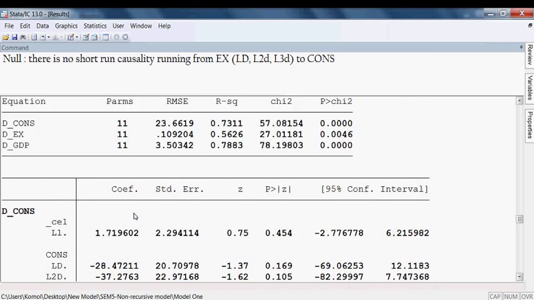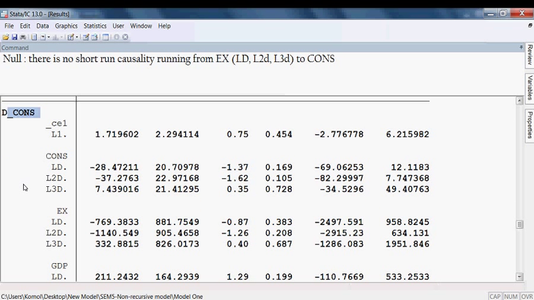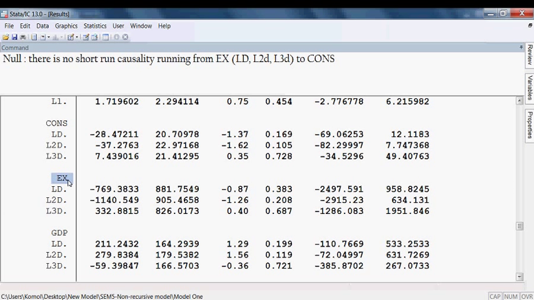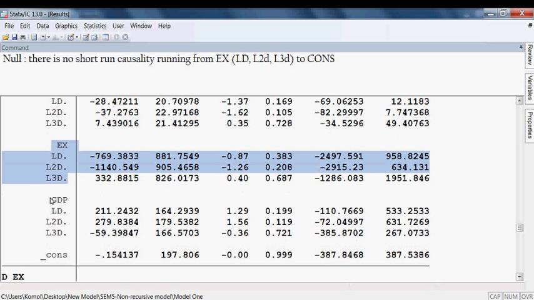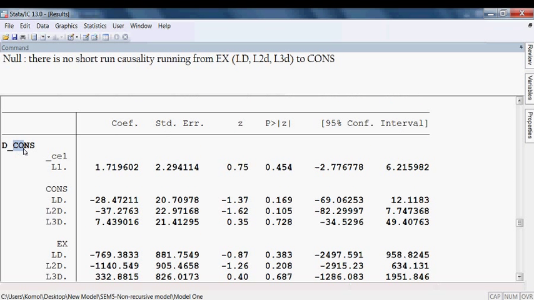That is that we check from this, this is our target model, right? So we have already checked this EX. Now we check GDP the same way, whether lag 1 of GDP, lag 2 of GDP, lag 3 of GDP jointly can cause our dependent variable or not.